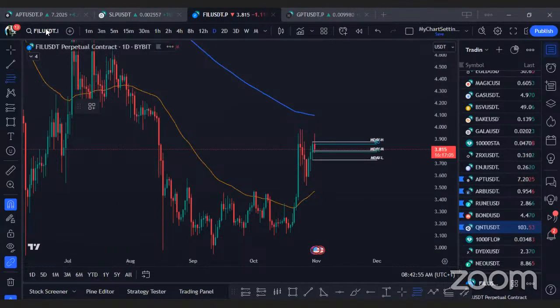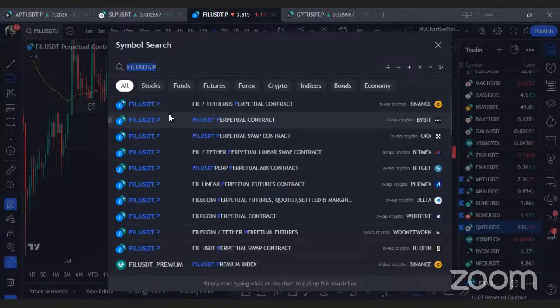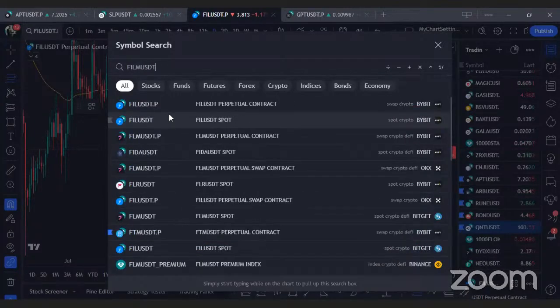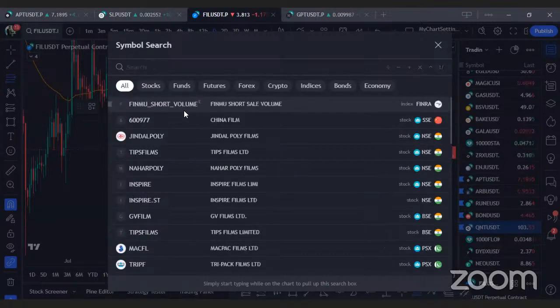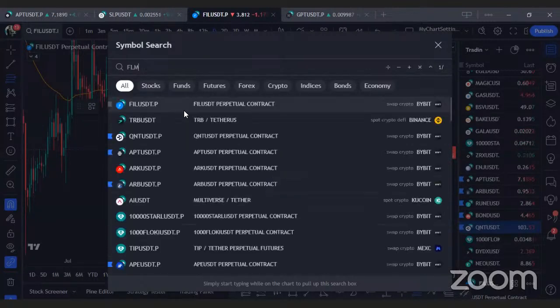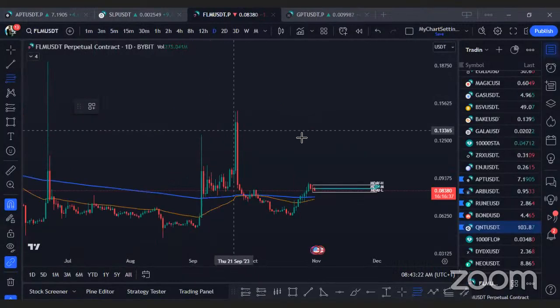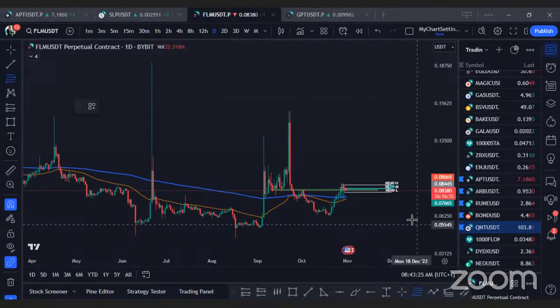Okay, this is FLM, sorry. FLM USDT. Yeah, FLM. What's the current price now? I know I bought at 70 something.